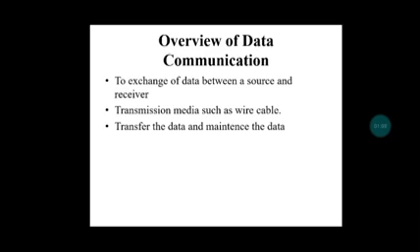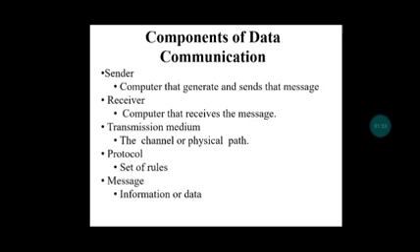Overview of data communication: to exchange data from source to destination, or source to receiver. Transmission media, such as wire or cable, and wireless media, are used to transmit data from one location to another location. So, what are the different components in communication? We have five components: sender, receiver, transmission medium, protocol, and message.